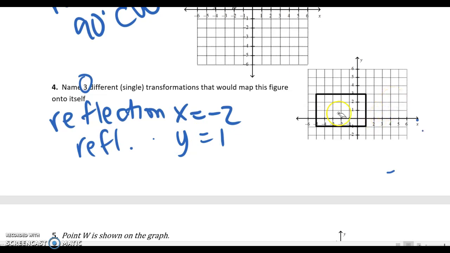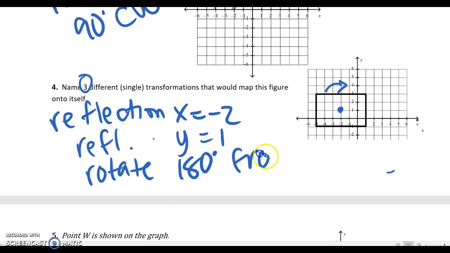The other way you could do it is if you spin it on the center. If you rotate it, doesn't matter which direction, but 180 degrees. And you could either write from the center of the figure or from the point, which is -2, 1, which is the center of the figure. We didn't have to do that in homework, but that's why I'm only asking on the test that just one of them is done.